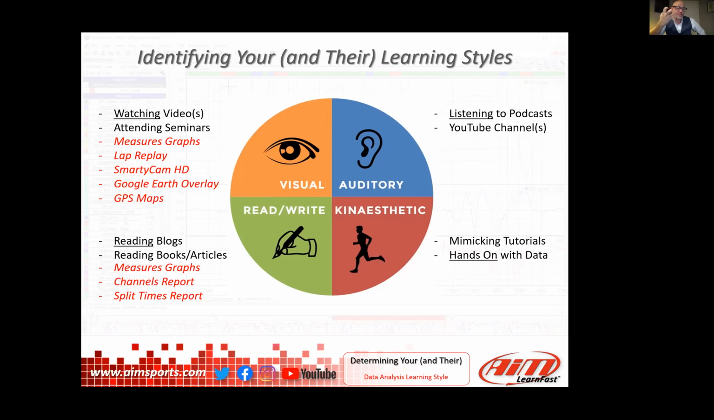And then you've got the reading side, measures graph, but the channels report. Channels report isn't something you'd look at and go, that's pretty. It's something you look at if you want to be able to see something very quickly. Same thing with split times report. And so being able to develop an understanding of how people will relate to this data is hugely important, in my view anyway. And I'm sure some would agree, some wouldn't.